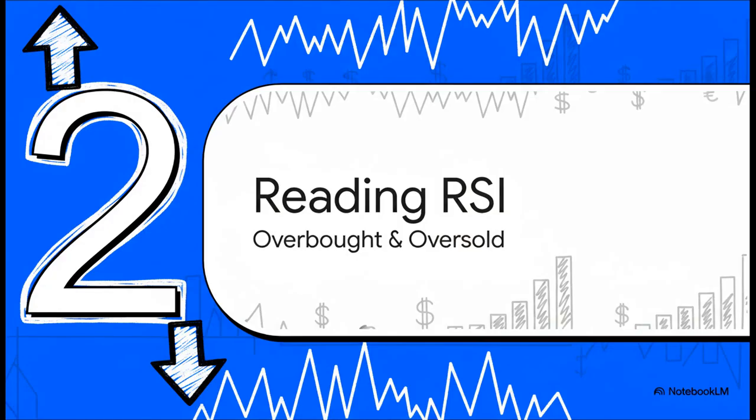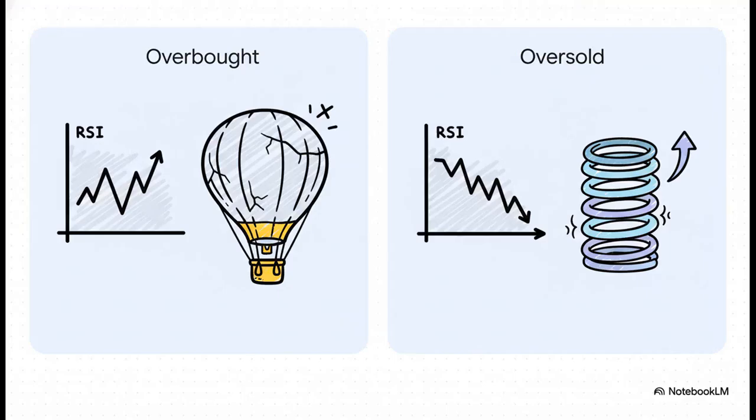All right, so we know what it is, but how do we actually use it to make better decisions? Well, the most common way, the place everyone starts, is by looking for two key conditions: overbought and oversold. The classic rule of thumb here is really simple. When that RSI line climbs above 70, the asset is considered overbought. You can think of it like an engine that's been redlining for too long. The buying momentum might be getting exhausted.